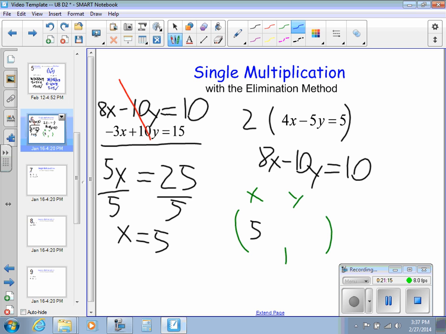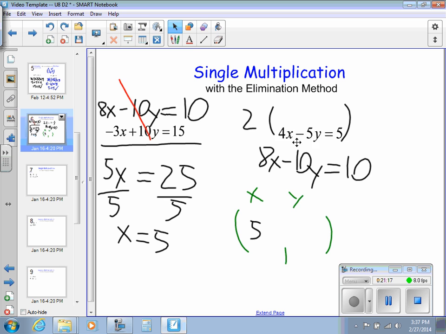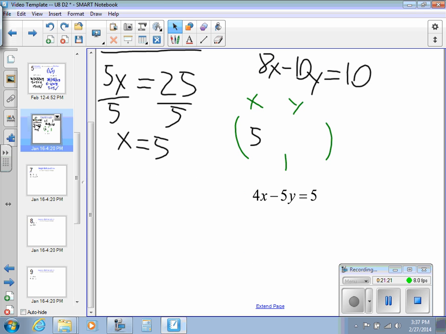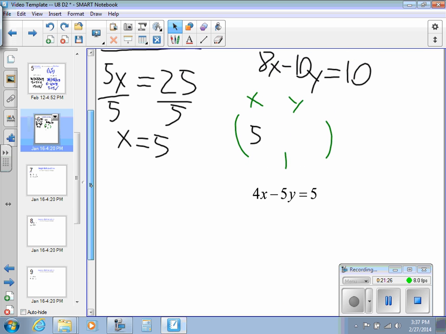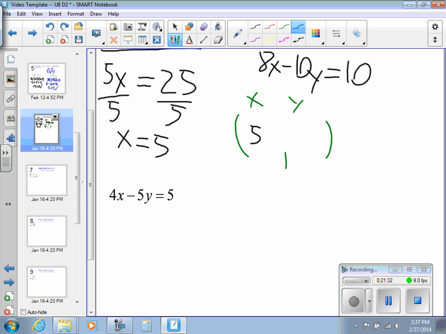So I'm going to take one of these equations. I think I'm going to use this one. Bring it down here. And let's move it over here. And I'm going to plug in that 5 for x. So now I have 4 times 5 minus 5y equals 5.